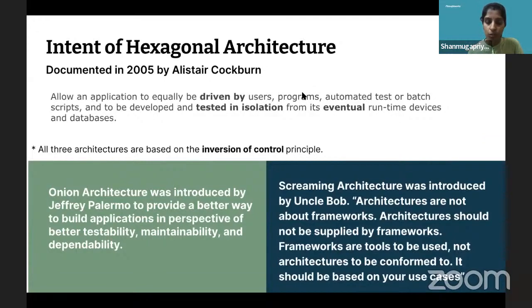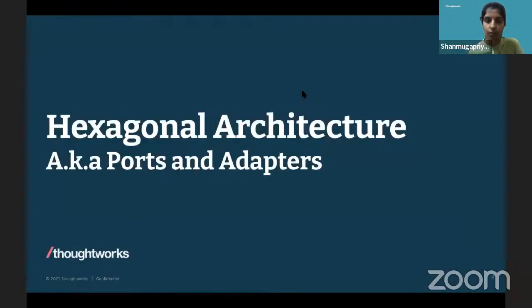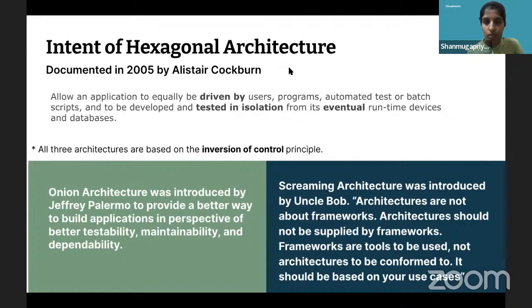Hexagonal architecture was coined by Alistair Cockburn in the year 2005, and it is still gaining much traction, and it fits use cases to be driven well, right? So let's see what is the intent promised by hexagonal architecture. It says: allow an application to equally be driven by users, programs, automated tests, or batch scripts, and to be developed and tested in isolation from its eventual runtime devices and databases.